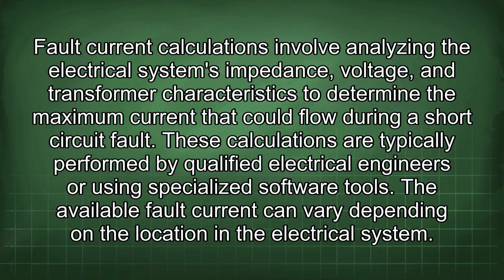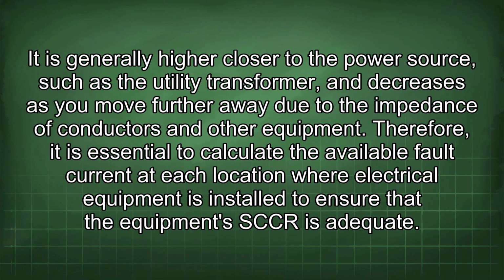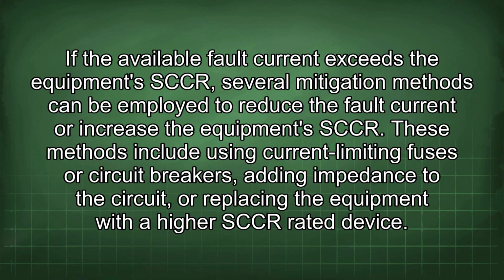The available fault current can vary depending on the location in the electrical system. It is generally higher closer to the power source, such as the utility transformer, and decreases as you move further away due to the impedance of conductors and other equipment. Therefore, it is essential to calculate the available fault current at each location where electrical equipment is installed to ensure that the equipment's SCCR is adequate. If the available fault current exceeds the equipment's SCCR, several mitigation methods can be employed to reduce the fault current or increase the equipment's SCCR.